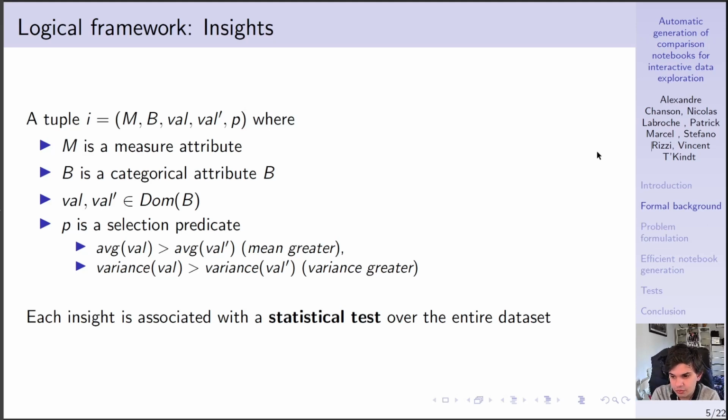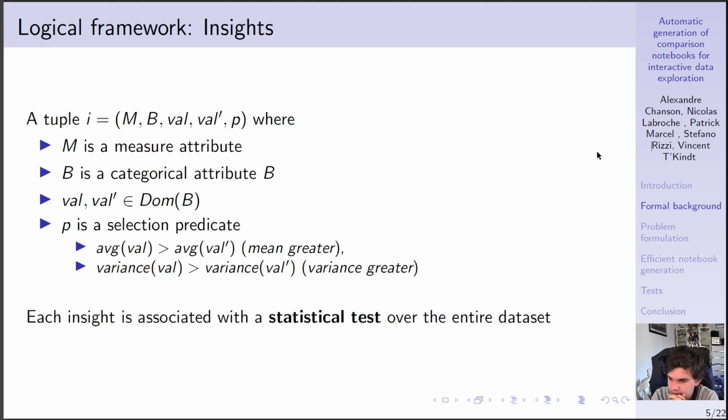Then moving on to insight. A comparison is not an insight in itself, it's just a way to present the user with data. In the definition of insight, we retrieve the categorical attribute B and the two distinct values in its active domain. We also have the measure, and we add a predicate that specifies the semantic of the insight. So for example, the average value of cases for the month of May is higher than for the month of April.